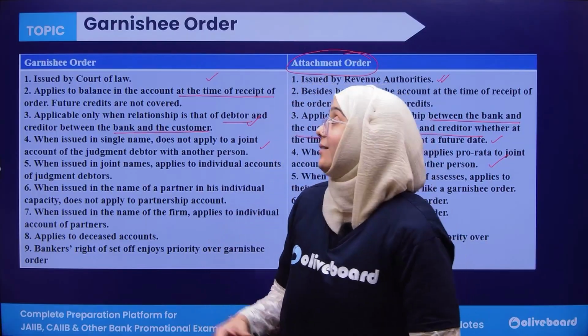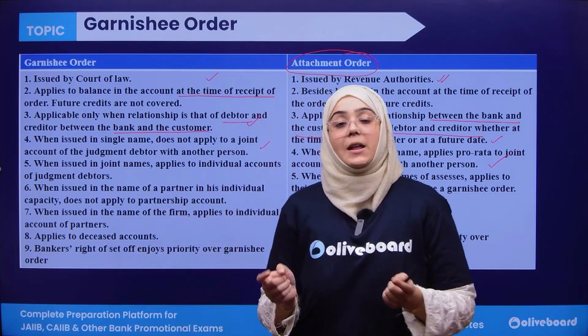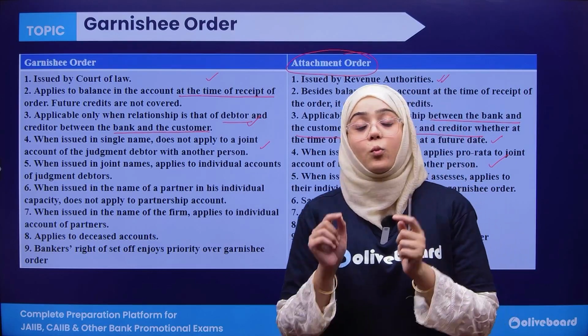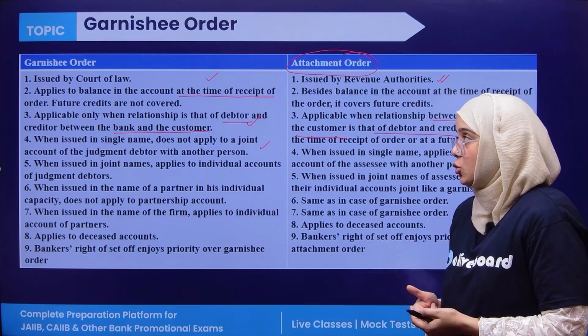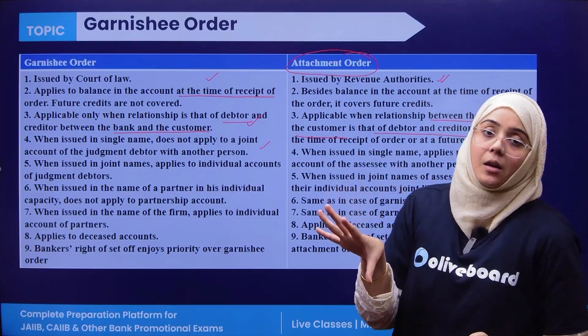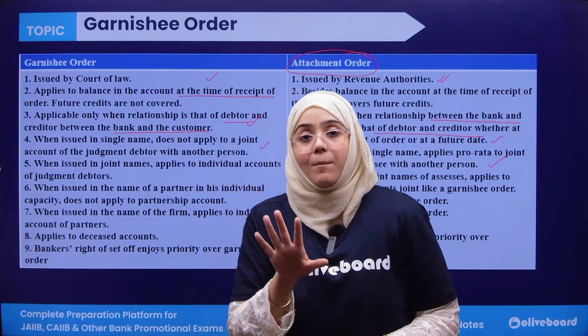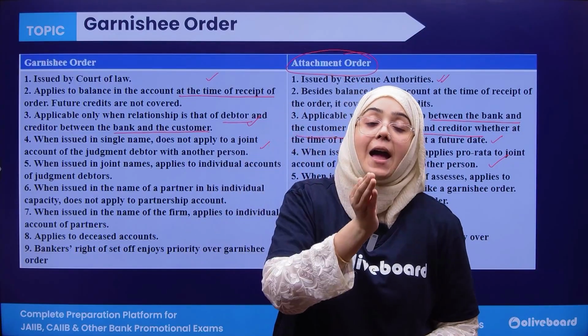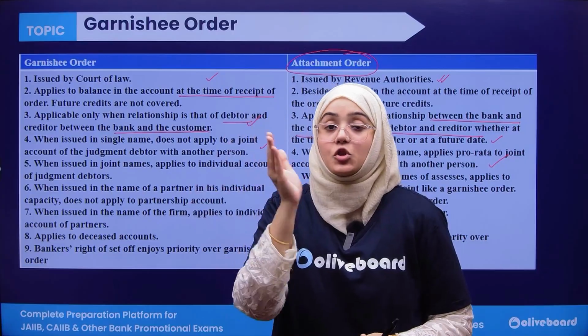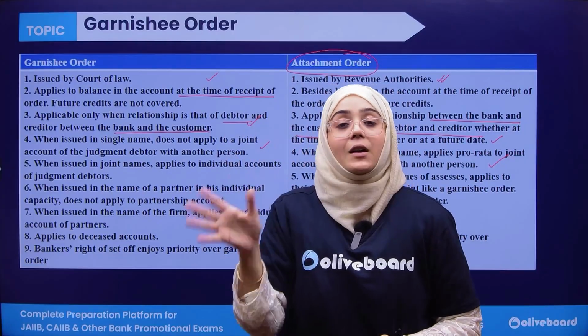Okay, whereas the garnishee order is only applicable to that person in whose name the order has been issued. They both have the same thing. They both are orders which are passed in favor of the judgment creditor, that the bank has to return back the money which is due on the customer's side.